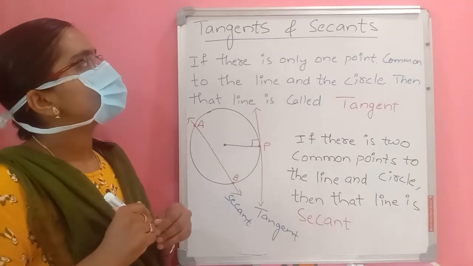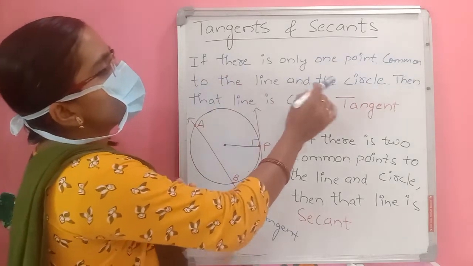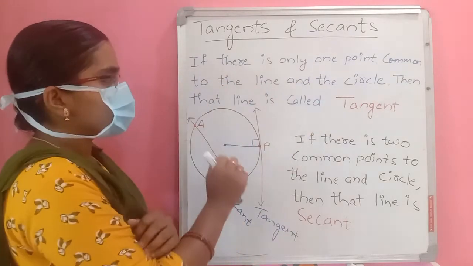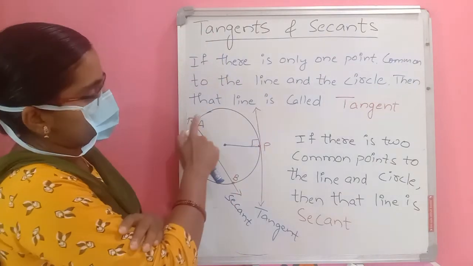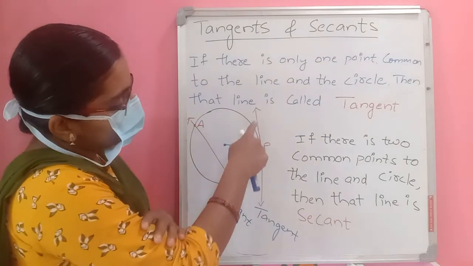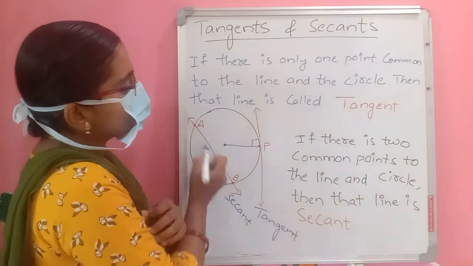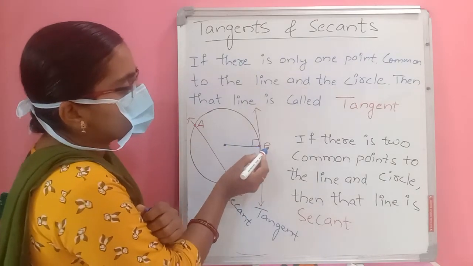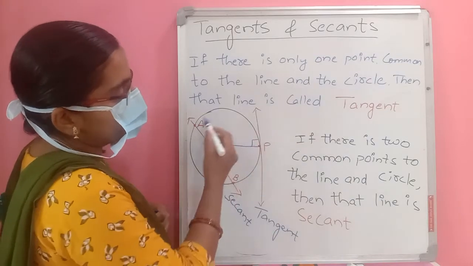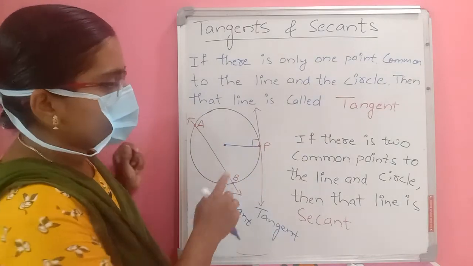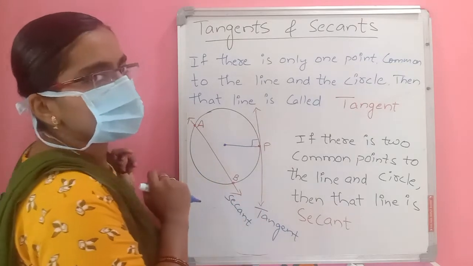Next we have tangents and secants of a circle. Tangent means if there is only one point common to the line and the circle, then that line is called a tangent. So this is a circle. To this circle, this is a line with point P. This line and this circle have only one common point P. Then this line is called a tangent of this circle.